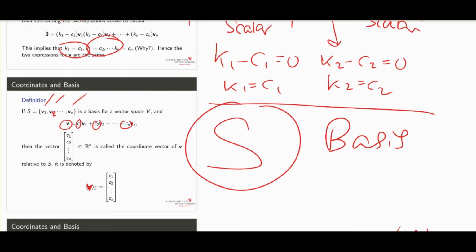So for any vector v, I am going to take all these numbers, put them as a column vector, and I'm going to call this the coordinates of this element v relative to this basis S. So for this basis S, I am going to label this object v as this Rn vector. We are going to use this Rn vector as the coordinates for this vector v.